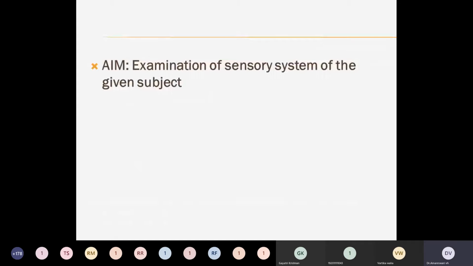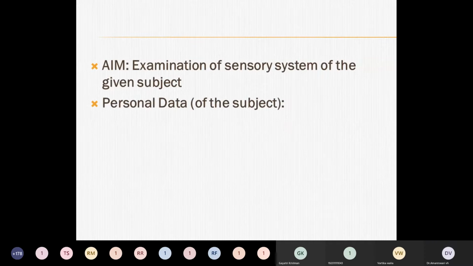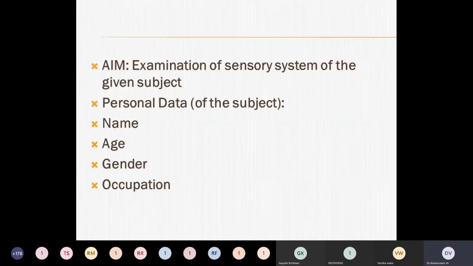So let's move on to the examination. The aim of today's examination is examination of the sensory system of the given subject. Take the personal data of the subject and fill the columns: name, age, gender, and occupation. Complete filling the personal data. Next, do a general physical examination.